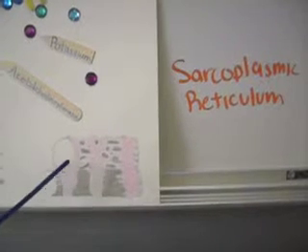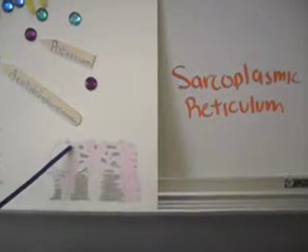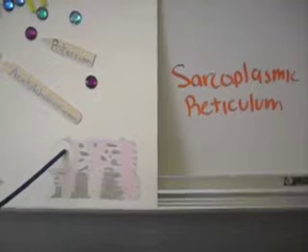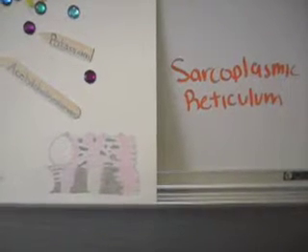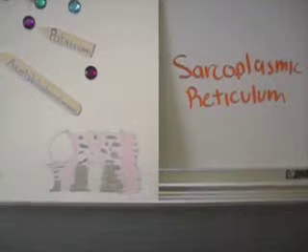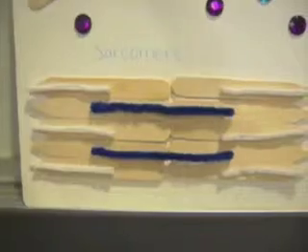The AP travels down the sarcolemma into the T-tubules and stimulates the release of calcium from the terminal cisternae of the sarcoplasmic reticulum into the sarcoplasm of the muscle cell.